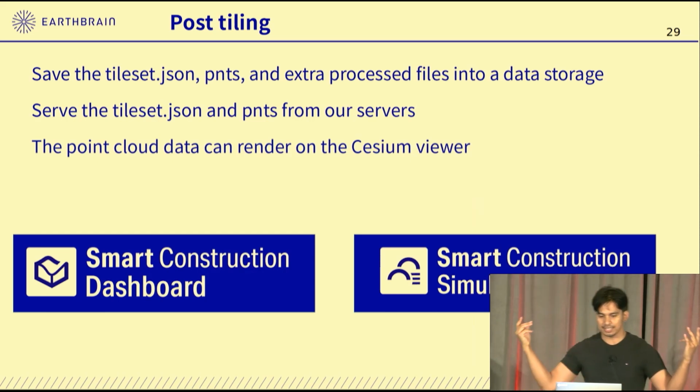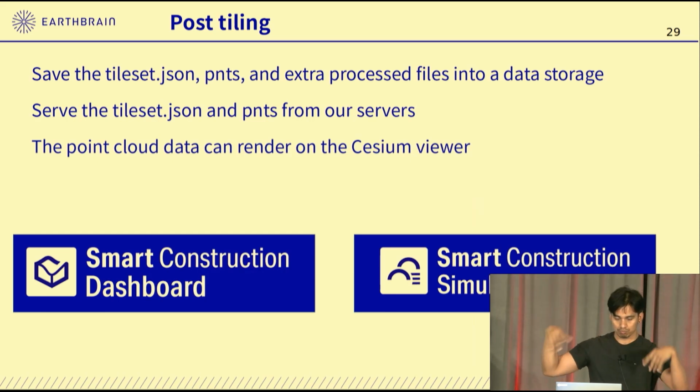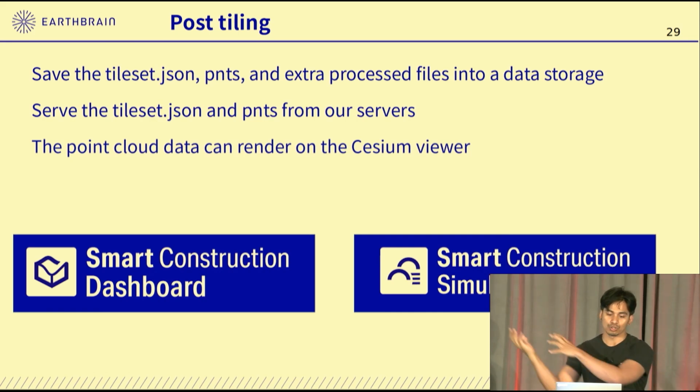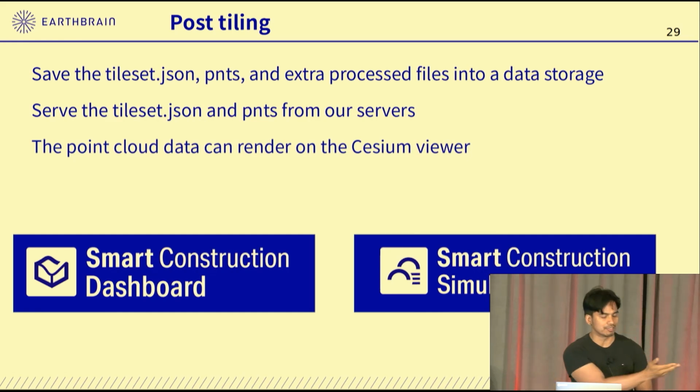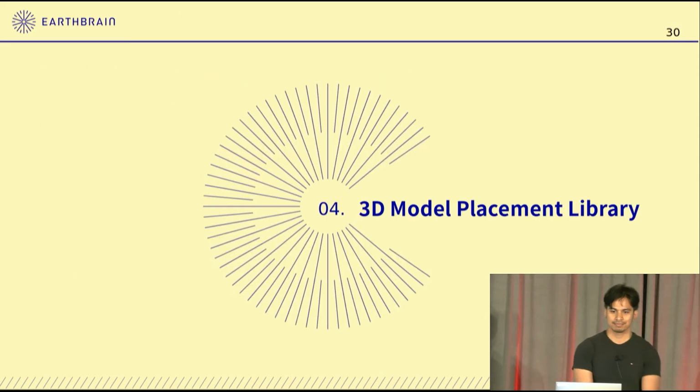Lastly, we take those tiles.json files and save them, and any extra processed files we also store in our data storage. We serve the tiles.json and points from our servers. From there, we are able to extract those point data and render them on a Cesium viewer. At the moment, from my previous colleagues, the dashboard and simulation currently use this process. I think this is Design 3D also. And that's the end for mine. Thank you very much.